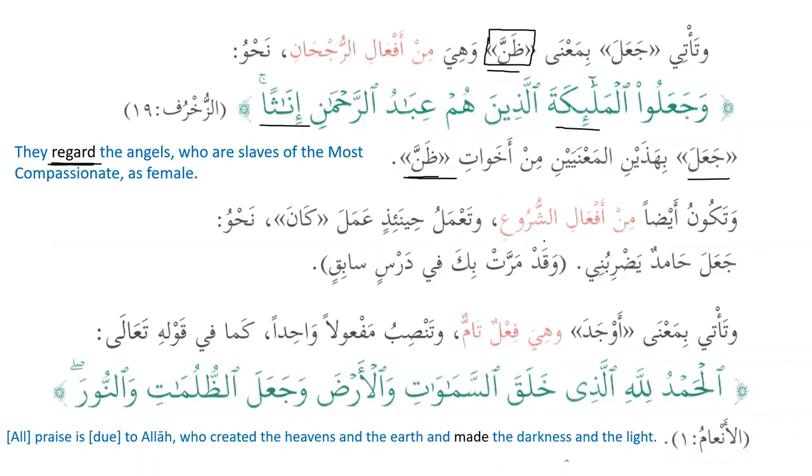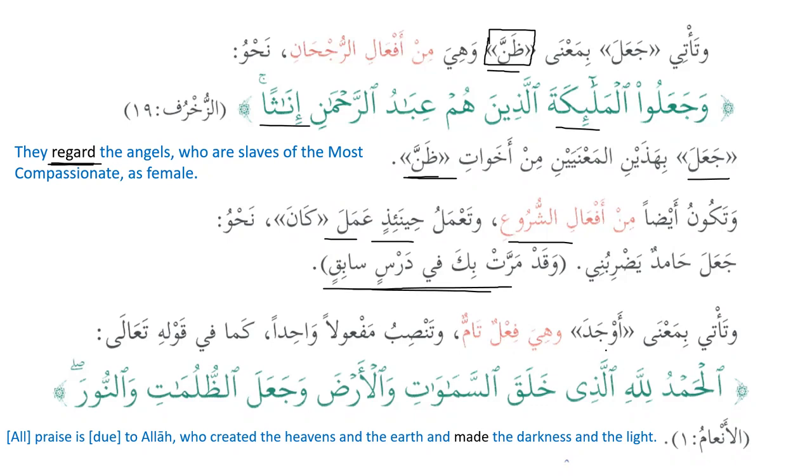فتكون أيضا من أفعال الشروع, and it can be the verbs of beginning, to begin something. وتعمل حينئذ, and at that time عمل كان, it does the function of كان. نحو جعل حامد يضربني, the example that وقد مرت بك في درس سابق, and you have learned about this in the previous lesson, and we have learned it recently.